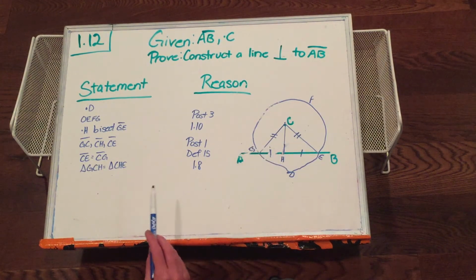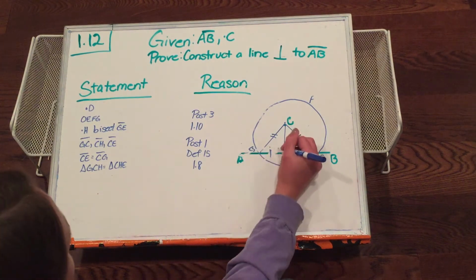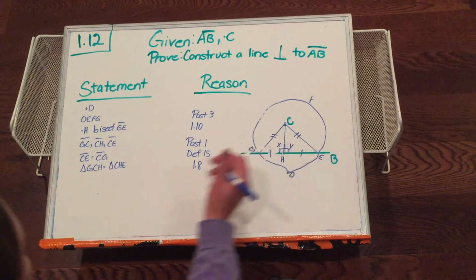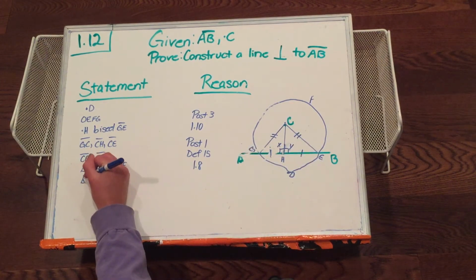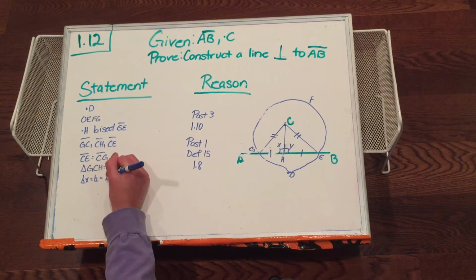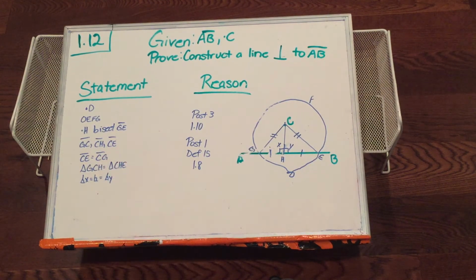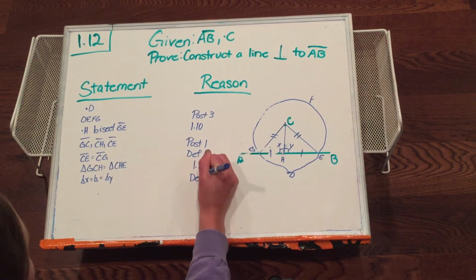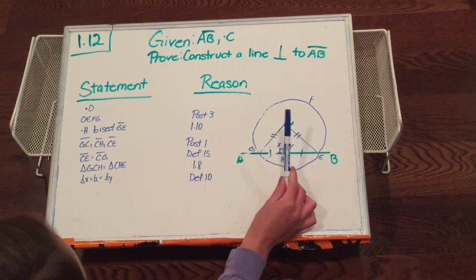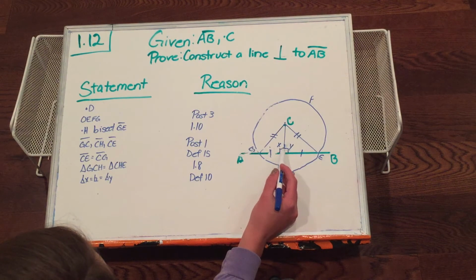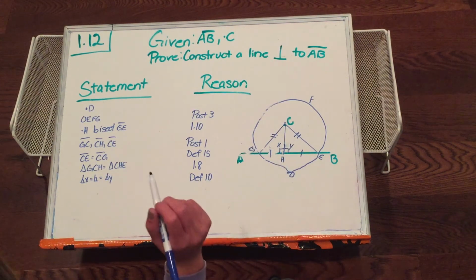And so we would show that this angle right here, which we'll name X, and this angle right here, which we will name Y, will both be equal to right angles because of Definition 10, which says that if a straight line is falling on top of another straight line, those two angles will be equal to each other, and they will equal right angles.